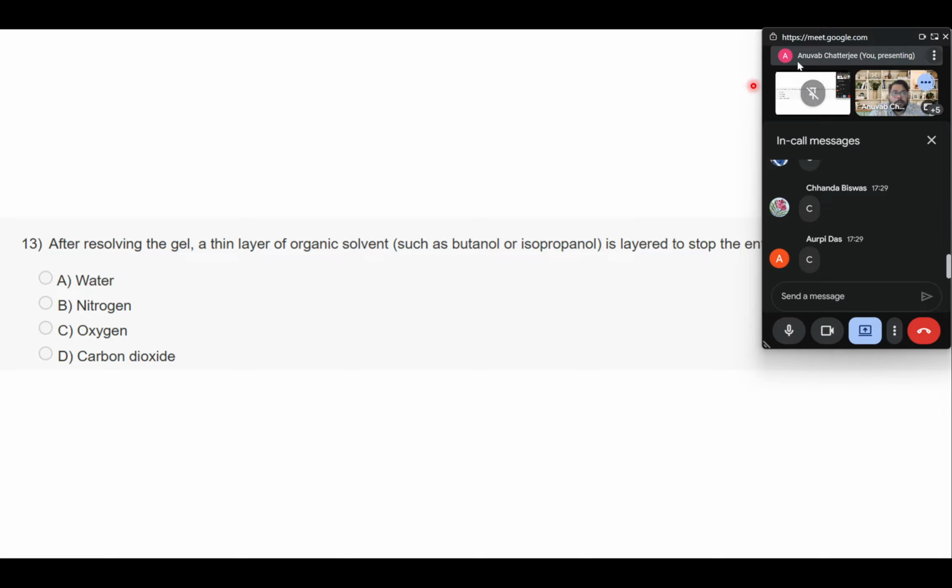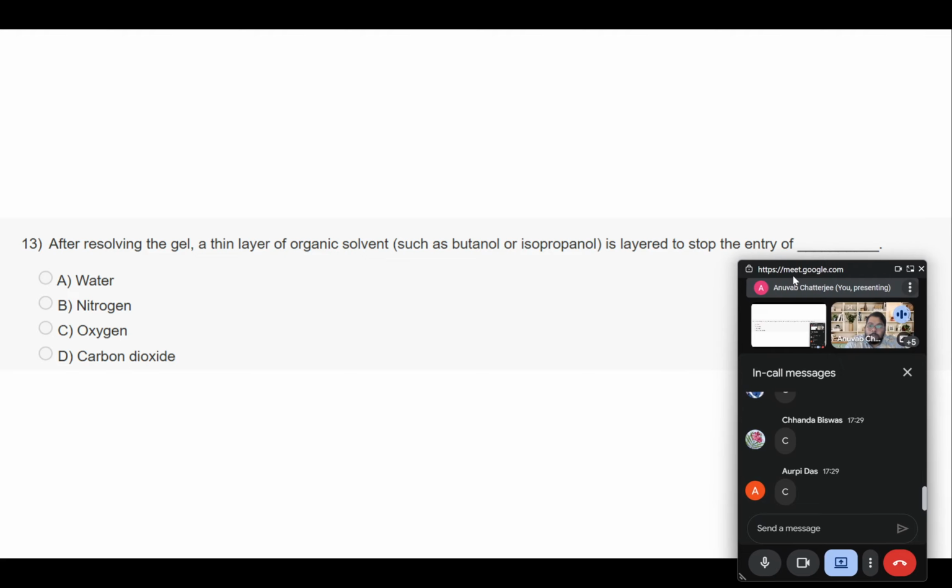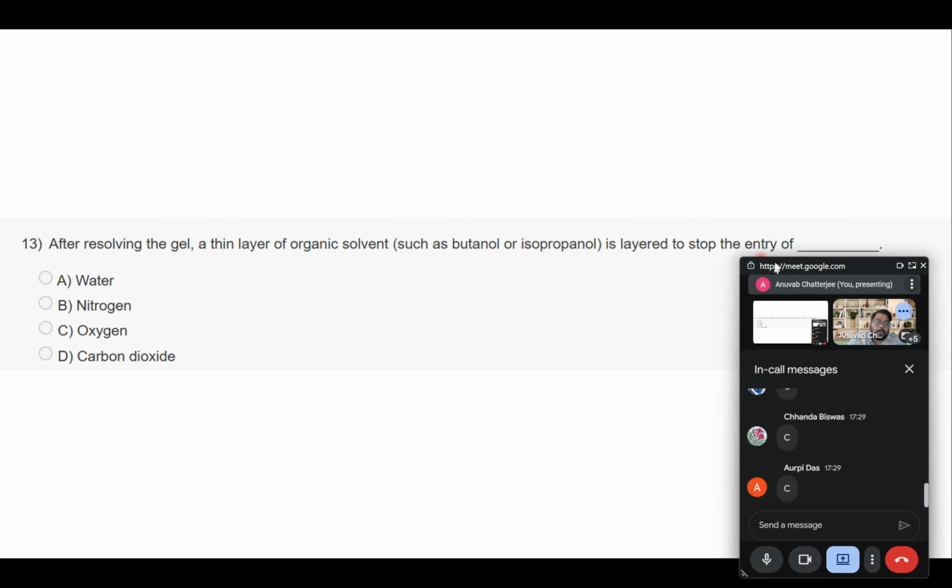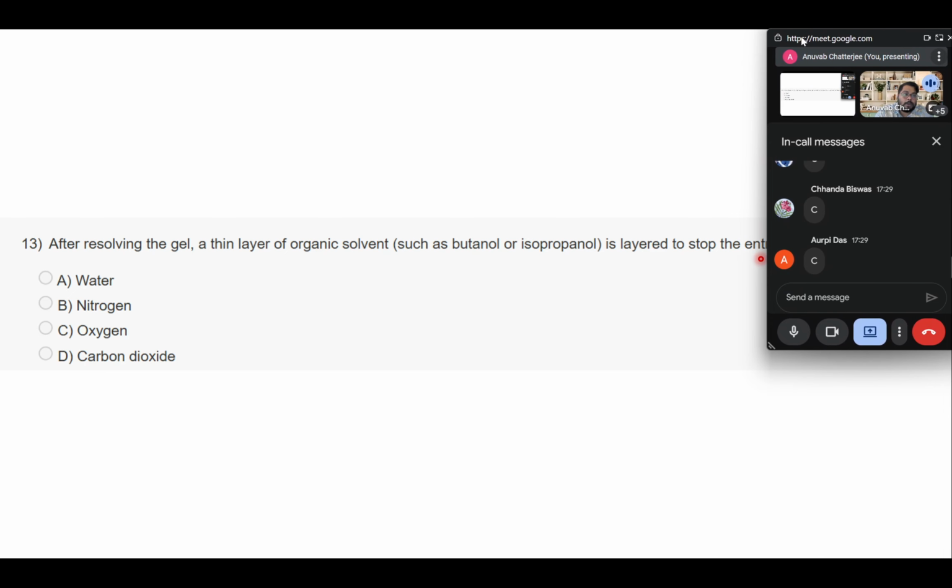Next, after resolving the gel, a thin layer of organic solvent such as butanol or isopropanol is layered to stop the entry of water, nitrogen, oxygen, or carbon dioxide. Some context for this: we are talking about Western blot gels, which are made out of polyacrylamide and not agarose. And this is something that we do when we make the Western blot gel, which is made out of two individual gels. And once the lower layer is formed, we add butanol or isopropanol to the top.